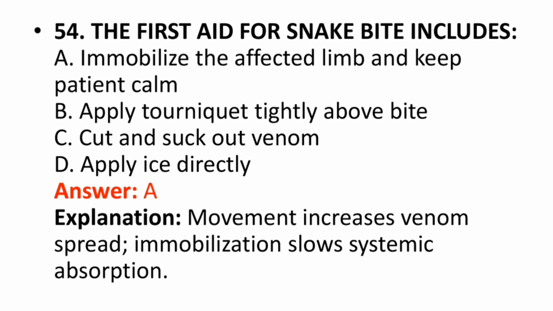The first aid for snake bite includes option A, immobilize the affected limb and keep patient calm. Option B, apply tourniquet tightly above bite. Option C, cut and suck out venom. Option D, apply ice directly. The correct answer is option A, immobilize the affected limb and keep patient calm. Movement increases venom spread. Immobilization slows systemic absorption.